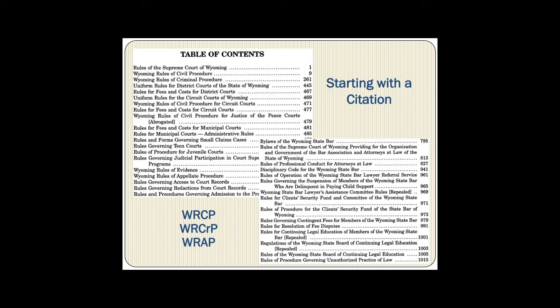Oftentimes, the rule titles are abbreviated. WRCP stands for the Wyoming Rules of Civil Procedure. WRCRP stands for the Wyoming Rules of Criminal Procedure. Finally, WRAP stands for the Wyoming Rules of Appellate Procedure. You will need both the name of the rule set and the rule number to find a court rule by citation.